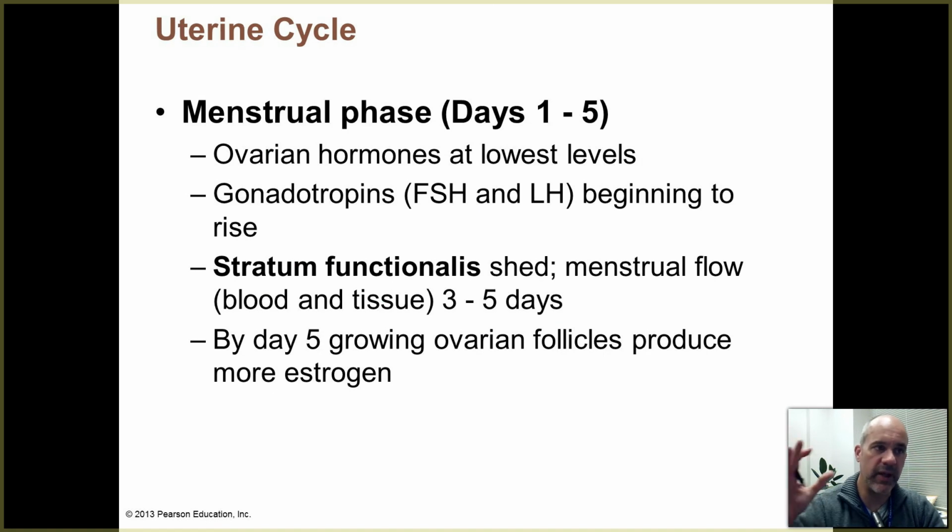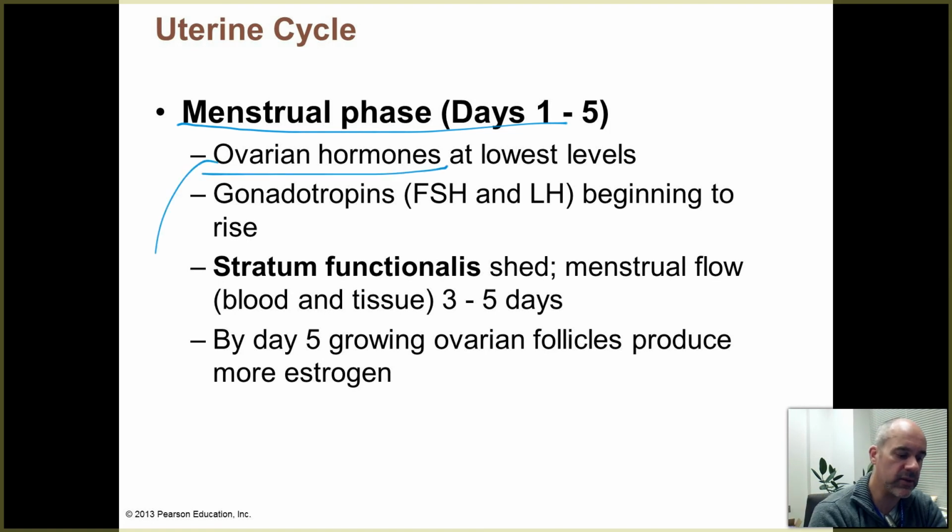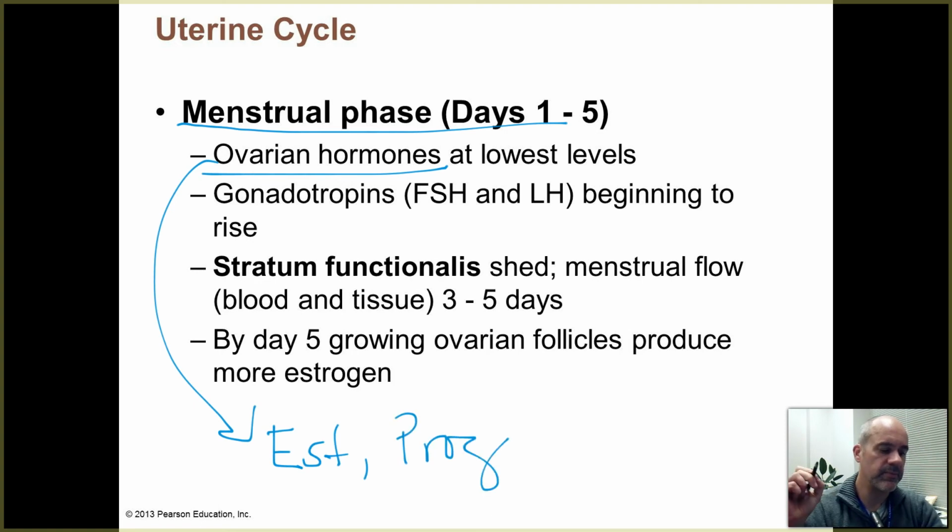Okay, so the levels of those hormones are also going to be guiding the uterine cycle, just as they guide the ovarian cycle. All right, so what's happening during the menstrual phase, days 1 through 5? This is where the endometrial lining from the previous cycle gets shed off. So your ovarian hormones are at their lowest levels. Those are your estrogens and progesterone. The gonadotropins, FSH and LH, their levels are beginning to rise, so they're going to stimulate the start of a new ovarian cycle. So that's happening up in the ovaries.